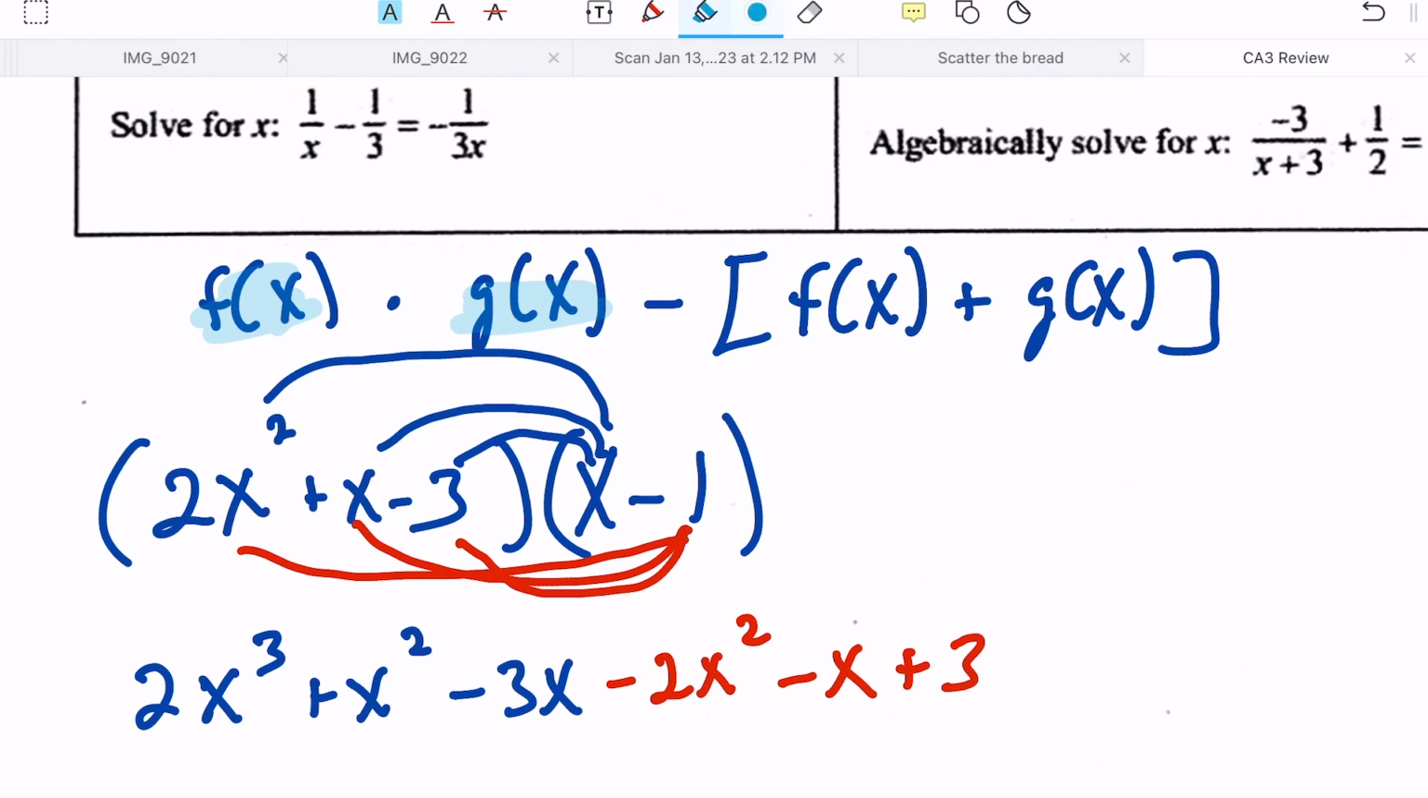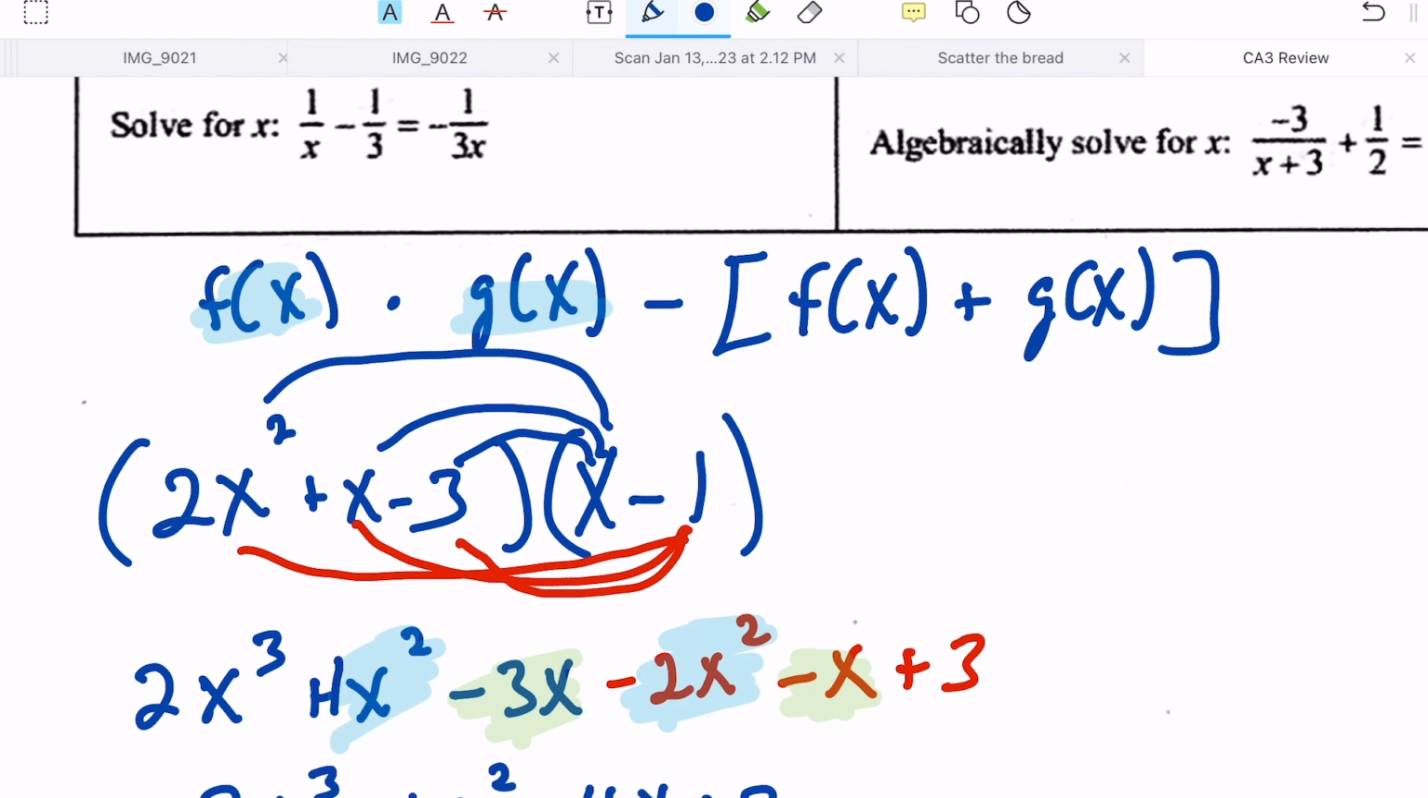We're going to look for like terms. I see an x squared here, a negative 2x squared. I see a negative 3x minus x. So I'm going to put it all together. I'm going to have a 2x cubed. x squared, 1x squared minus 2x squared is negative 1x squared. Negative 3x and minus x, that's minus 4x. And then we have plus 3.